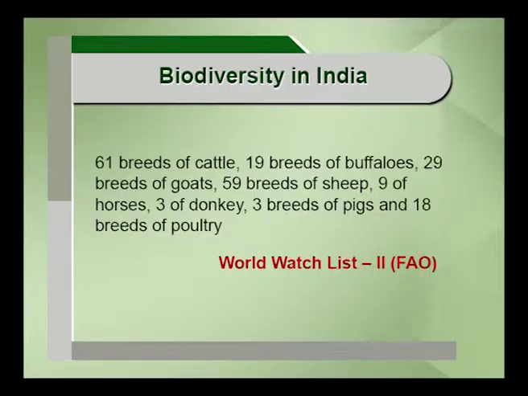And as far as livestock biodiversity in our country is concerned, we can definitely boast, because we have 61 breeds of cattle, 19 breeds of buffalo, 29 breeds of goats, 59 breeds of sheep, 9 breeds of horses, 3 of donkey, 3 breeds of pigs, and 18 breeds of poultry. We have such a wide diversity as far as animal population is concerned. And this population we need to understand with respect to the local people, the economy, and the sustainability of the agro ecosystem.